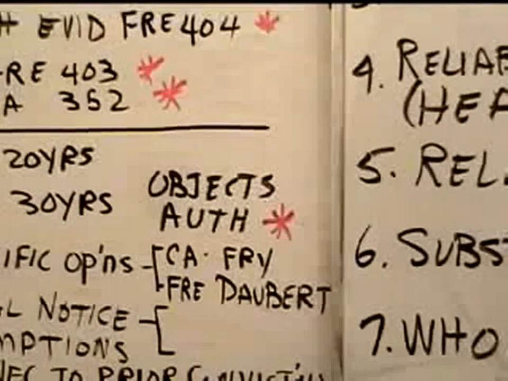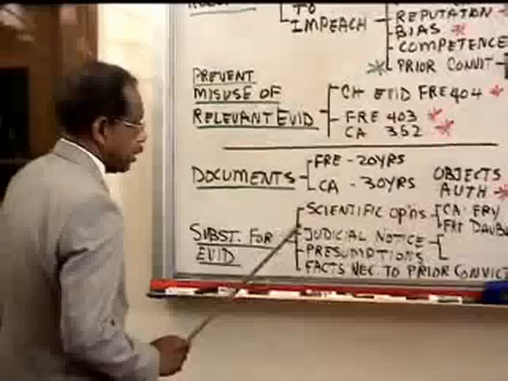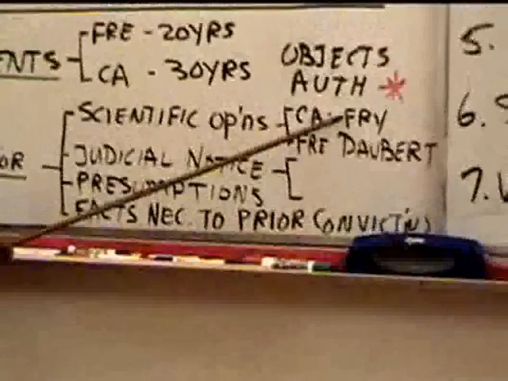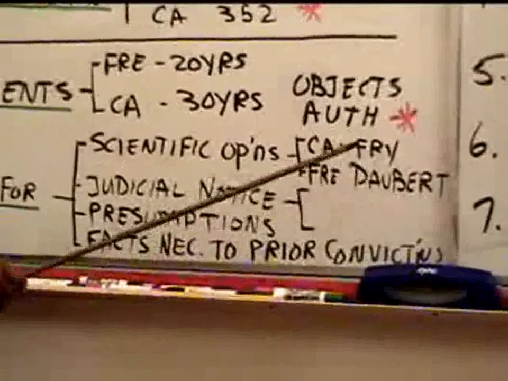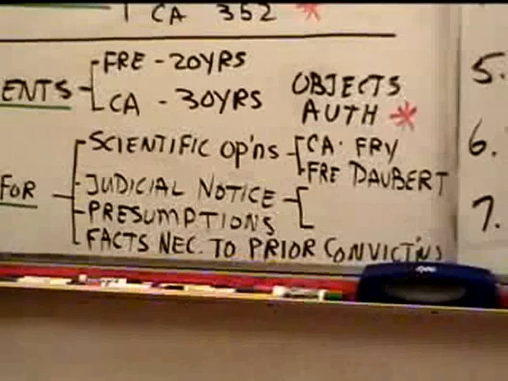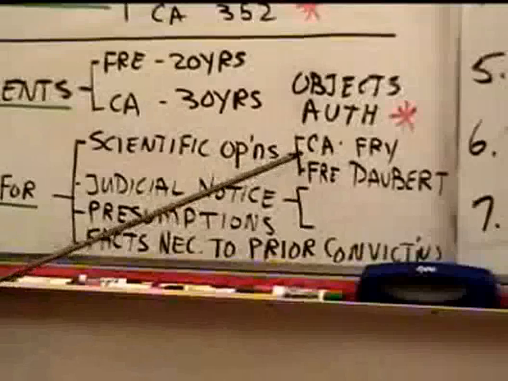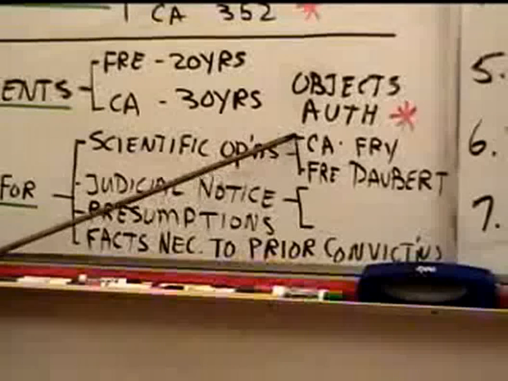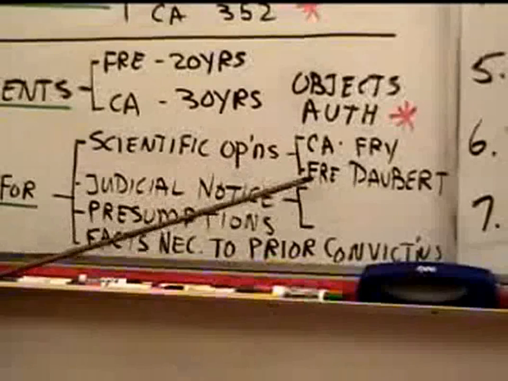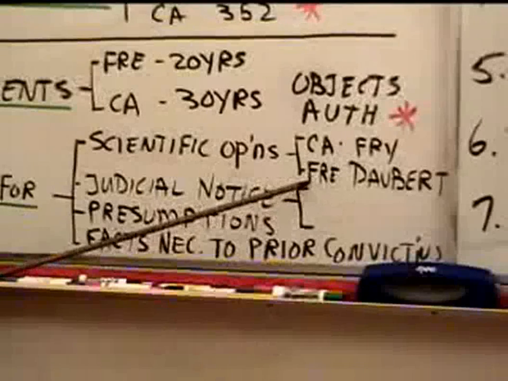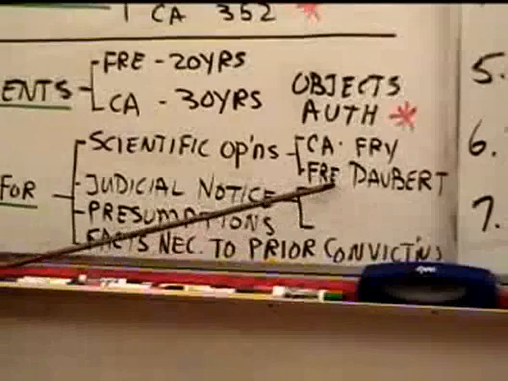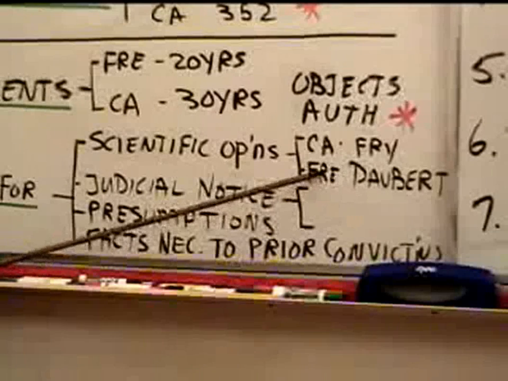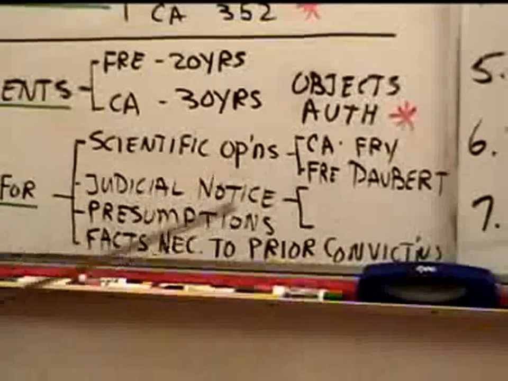Finally, come these substitutes for evidence. Scientific opinions: under California, we're still following the Frye rule. Federal rules of evidence follow Daubert. Under Frye, the scientific testimony, the expert opinion regarding scientific conclusions, must be those which have been generally accepted by the scientific community that this comes from. Whereas under the federal rules, Daubert doesn't require that it's been generally accepted, but simply that it is a respectable scientific position. That there is a scientific community that follows that, but it doesn't have to be generally accepted.